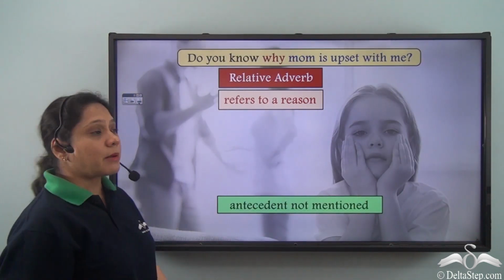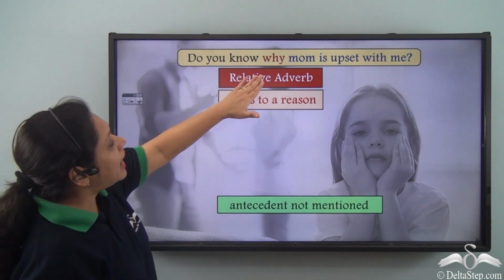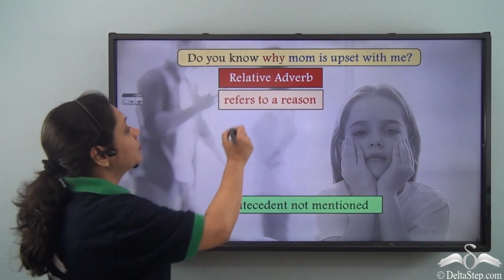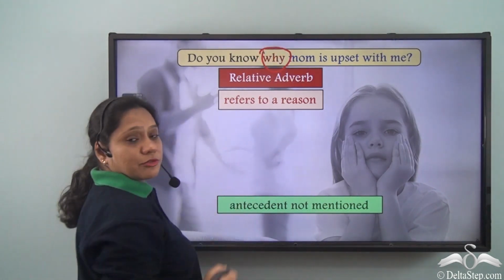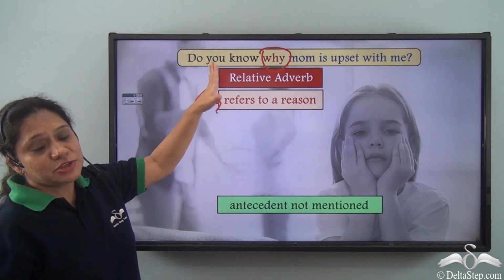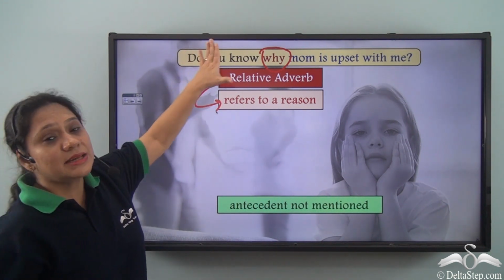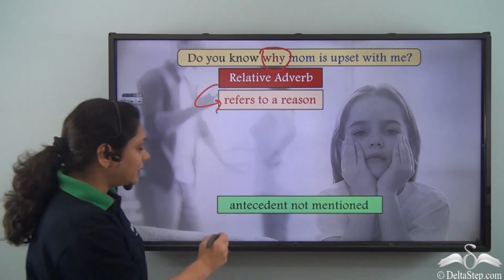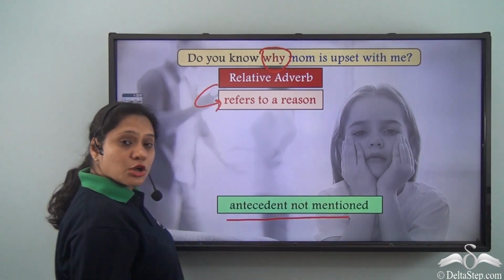What about this example? Do you know why mom is upset with me? So in this example also, why is the relative adverb which is referring to a reason. But is the reason mentioned here? No, the reason is not specifically mentioned here. So in this example, the antecedent is not mentioned.